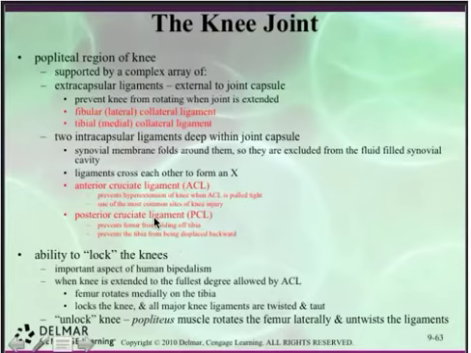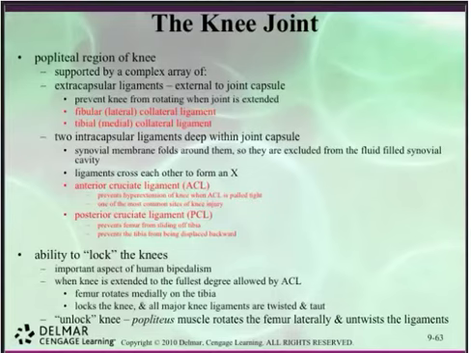The ACL prevents hyperextension of the knee when the ACL is pulled tight. One of the most common sites of knee injury is a ruptured ACL, while the posterior cruciate ligament prevents the femur from sliding off the tibia and prevents the tibia from being displaced backward.